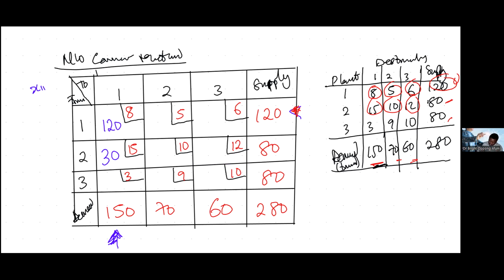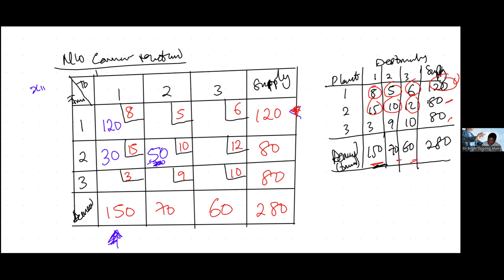So we now try to allocate here. How much can you allocate here? I have 70, and I have 80 minus 30 is 50. So how much can I allocate so that I don't dissatisfy any of the constraints on the demand column and also the supply row? I can allocate as much as 50. So I have to allocate 50 here.